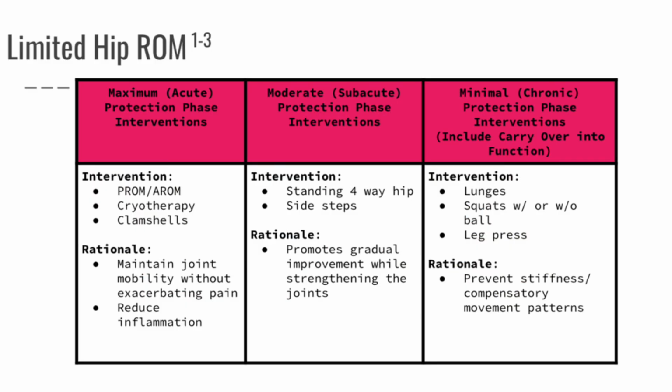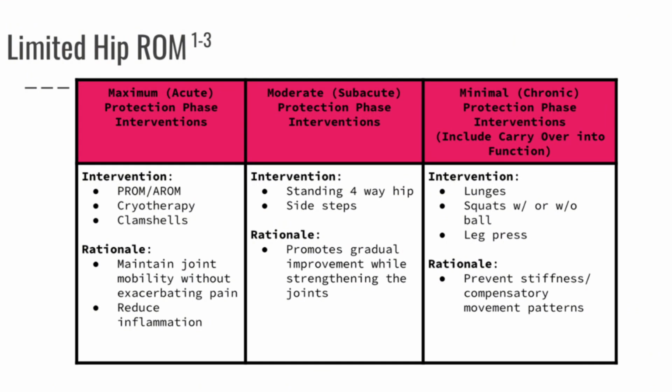All right. And the third one, we have limited hip range of motion. So for the max phase, we'll do passive range of motion, active range of motion, some ice, or clamshells. This will be to maintain joint mobility without exacerbating the pain. Cryotherapy can reduce inflammation, and the clamshells will help with strengthening the muscles.